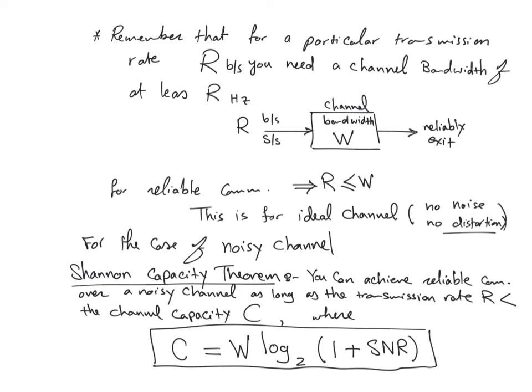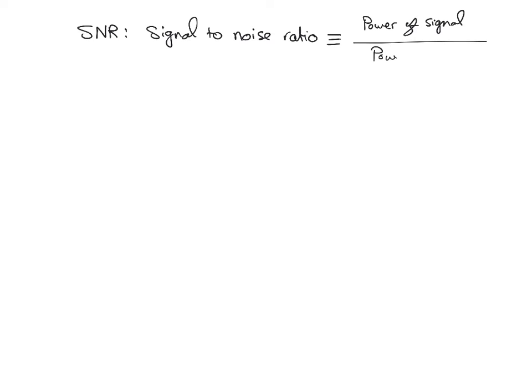And the value of the channel capacity is equal to the bandwidth of the channel multiplied by the logarithm to the base 2 of 1 plus the signal to noise ratio. SNR is basically signal to noise ratio, and it's defined as power of signal divided by power of noise.